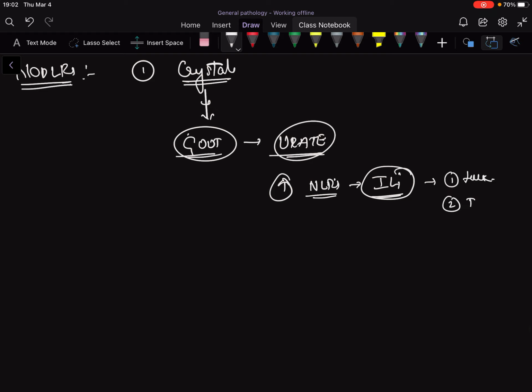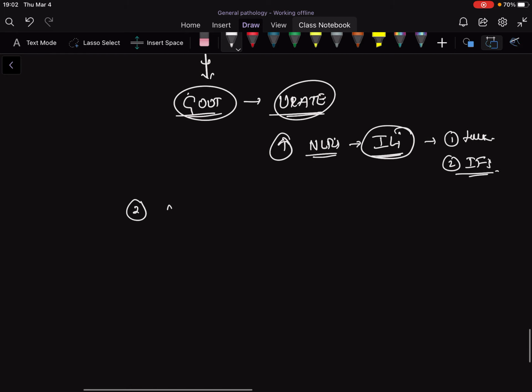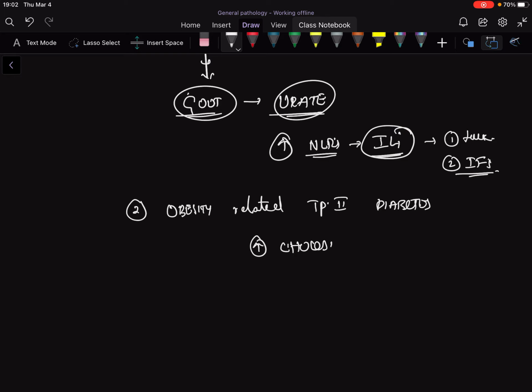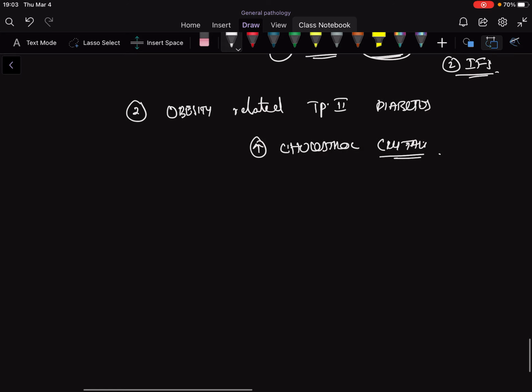Okay, and the second one is obesity-related type 2 diabetes, where there are increased cholesterol crystals. These cholesterol crystals will activate the NOD-like receptors, and the mechanism is already explained.